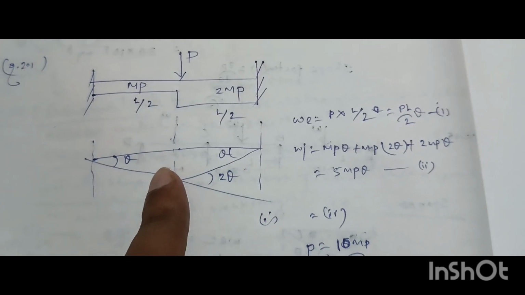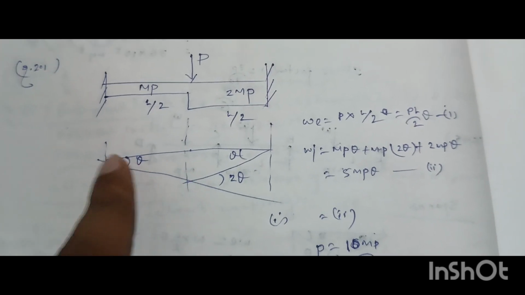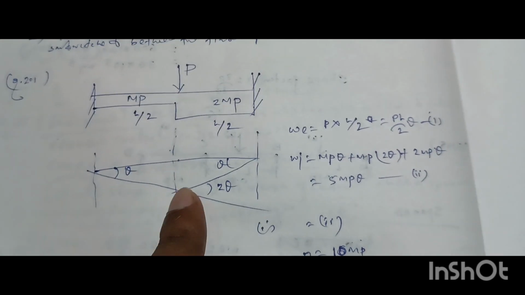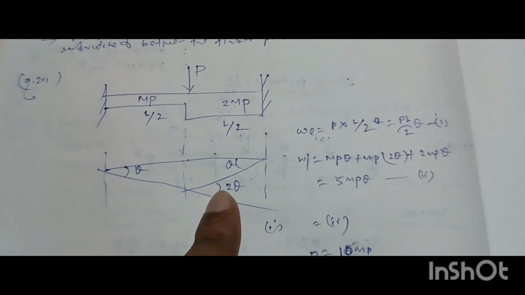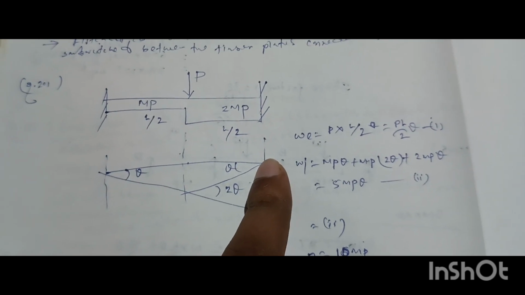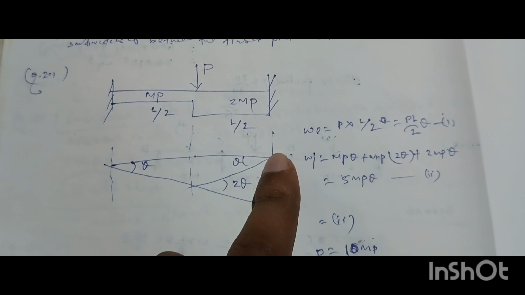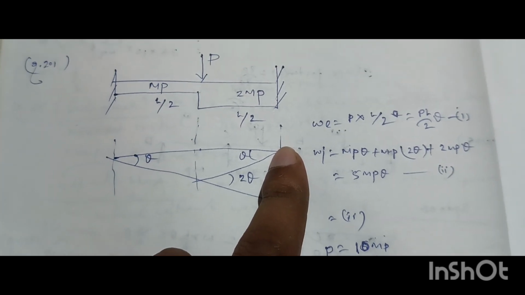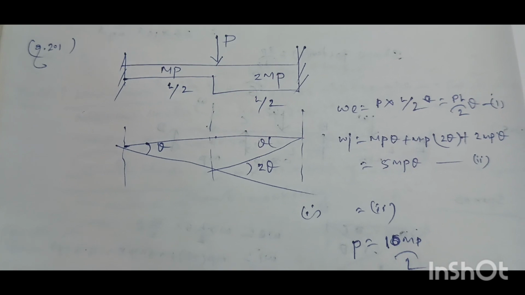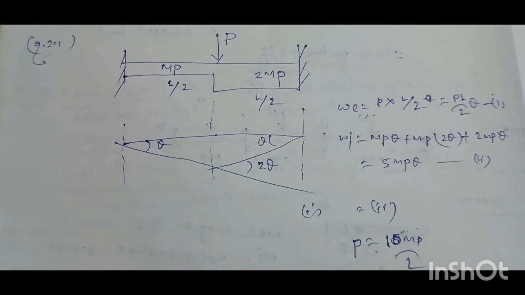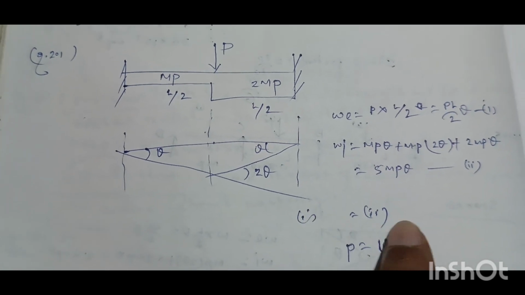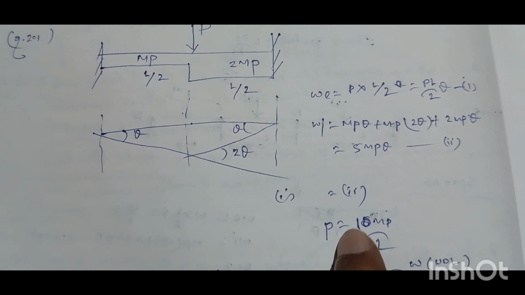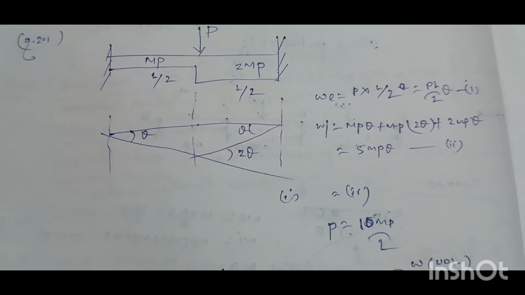And internal work done equals moment into rotation. So here MP into theta, here MP into 2 theta, but here 2 MP into theta. So total internal work done will be equal to 5 MP theta. That is equation number 2. So by the principle of virtual work, if we equate equation 1 to equation 2, we will get the collapse load P equal to 10 MP by L.